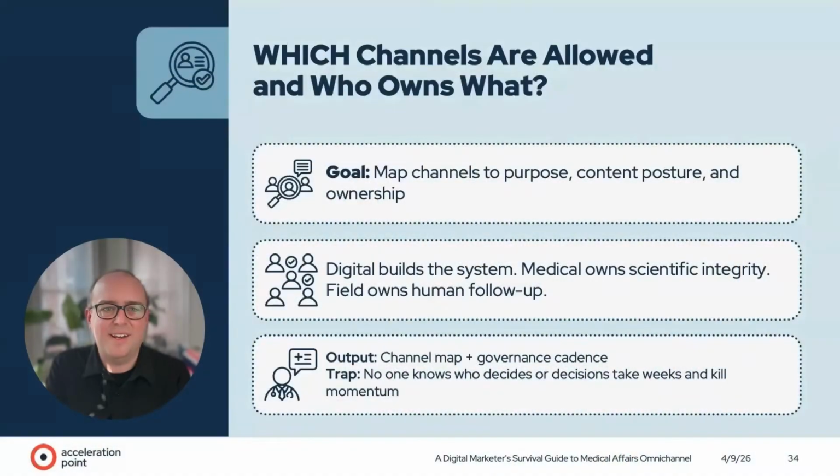Yeah, absolutely, Scott. And our last one here: which channels are allowed and who owns what? This again is a big question, because on the commercial side, you might already have some of these channels in place. What can medical affairs use? Really, this is the goal where we map the channels to purpose, to the content, and to the ownership. Digital might build the system, but medical owns the integrity and field owns that human follow-up. And so the output of this step is channel map and governance.